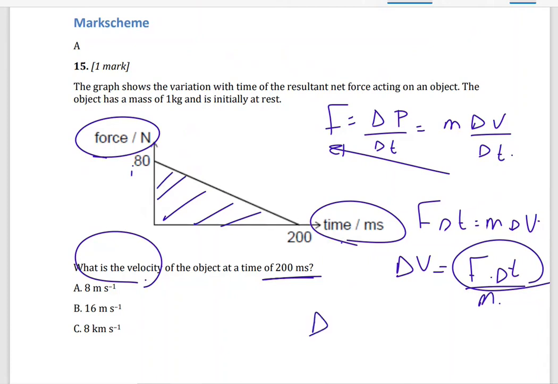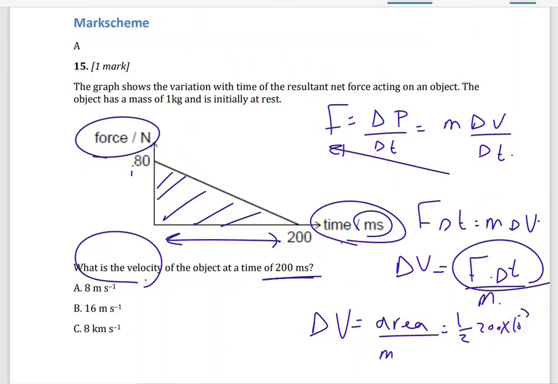So delta V, I'm going to calculate the area divided by m. Now how am I going to calculate the area? Half base times height. Base here, this distance, is 200 milliseconds. So 200 times 10 to the power negative 3 times the height. The height here is 80. So if you calculate this one, you should get 8 meters per second.